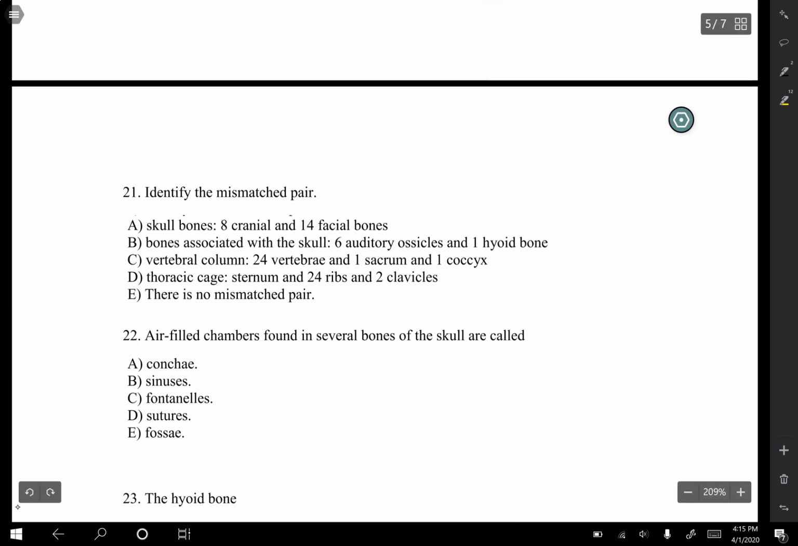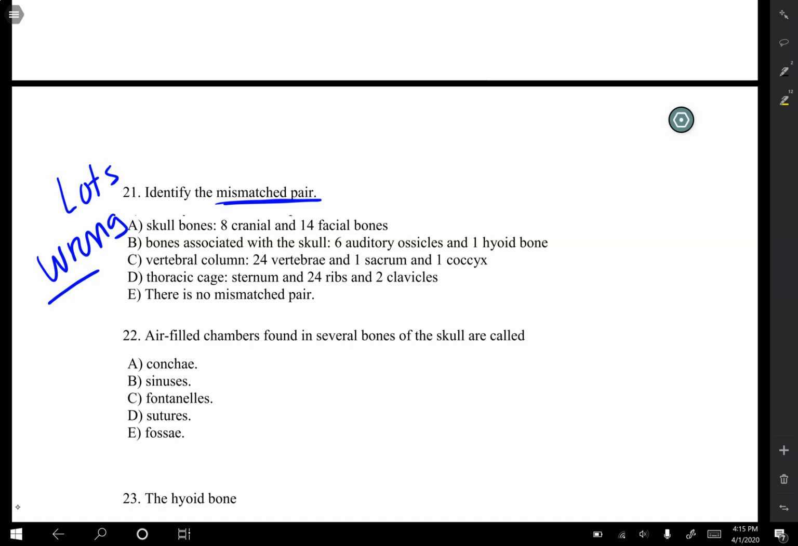Now this one here is where lots of people got this one wrong. Lots and lots and lots. You got to read this one super carefully. Mismatched. Everybody fell for E. But here's the problem. The thoracic cage, which is your lungs, does not include that. That is your collarbone. Your collarbone does not count. So pretty crummy. So your vertebral column, we talked about that early on.